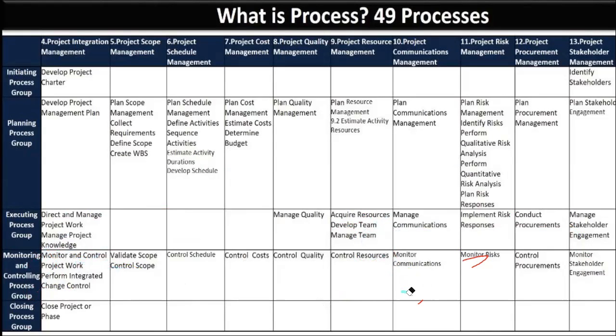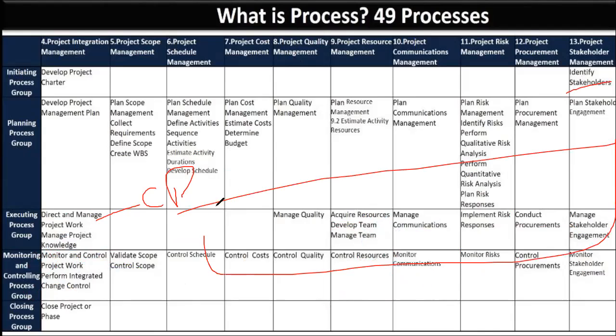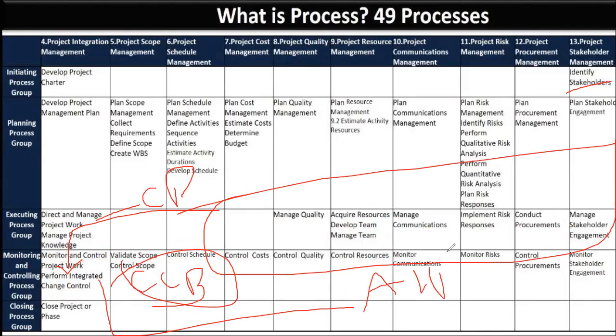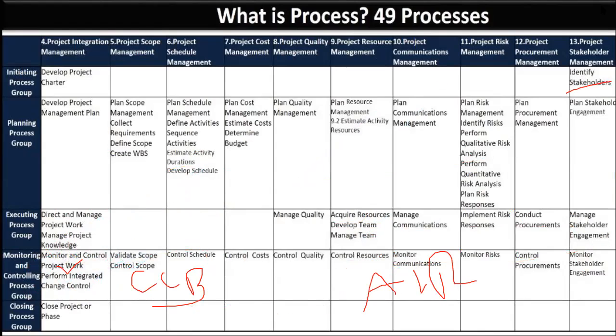Then the change request that was generated in direct and manage work. A change request can be generated anywhere along the way. It goes to perform integrated change control. Here your change control board evaluates those change requests across scope, schedule and cost, and it approves or rejects the change request. Okay, so far any confusion?